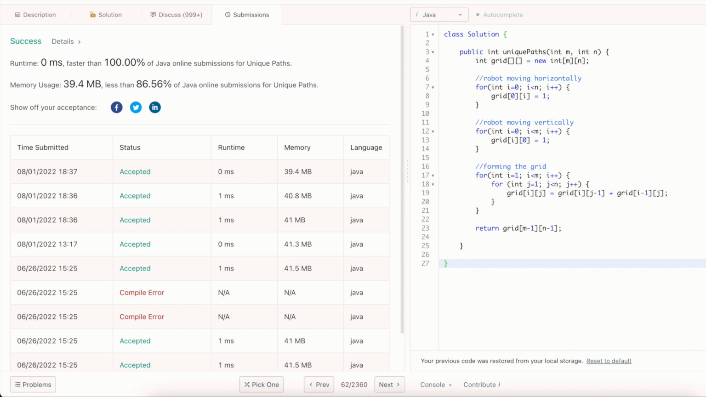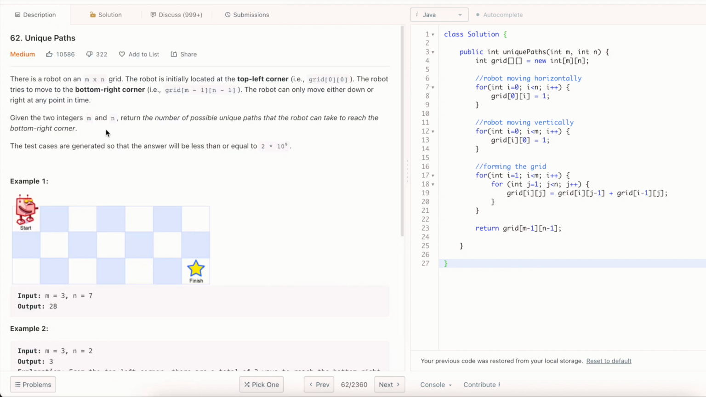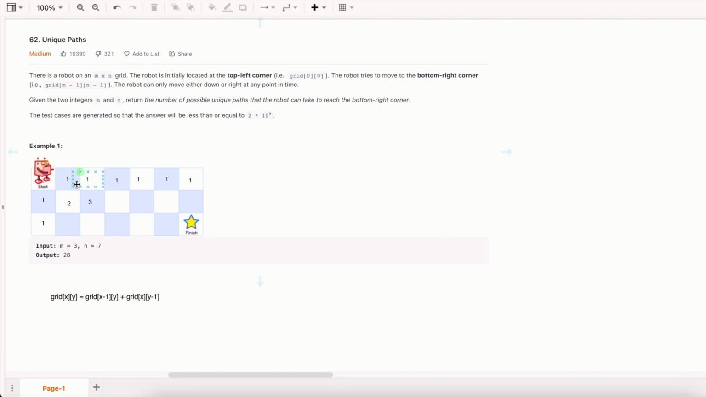It runs almost the best possible way, faster than 100% of the Java solutions submitted here. Fairly easy. We just went by the intuition and solved the question.